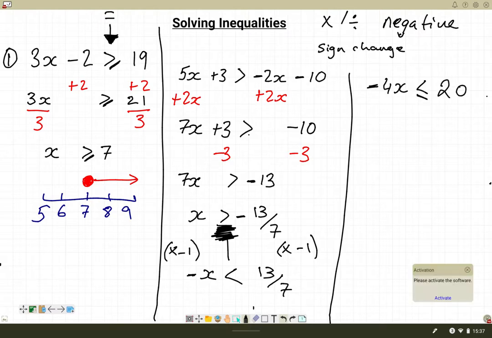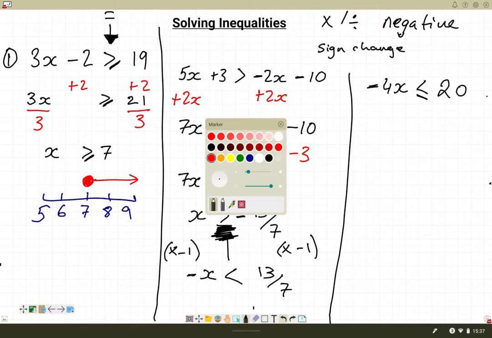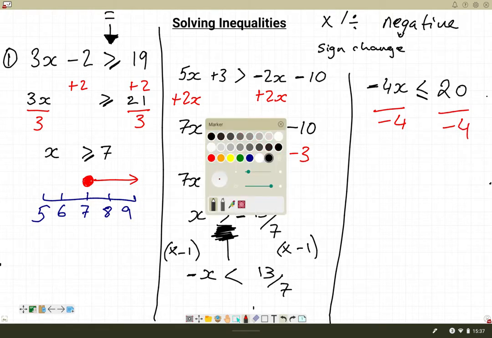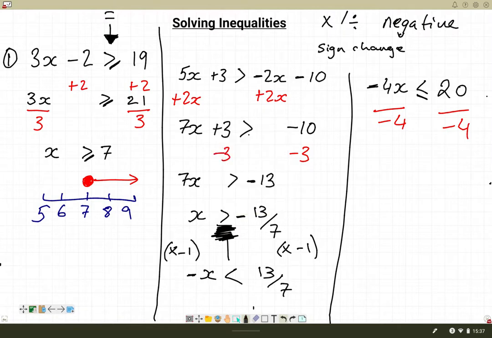So let's say I had minus 4x is less than or equal to 20. As you can see in this question, if I want to work out x, I have to divide by minus 4 on both sides. Because I'm dividing by a negative, on the left hand side I'll get x. The inequality sign will change direction because I divided by a negative, and 20 divided by minus 4 is minus 5.